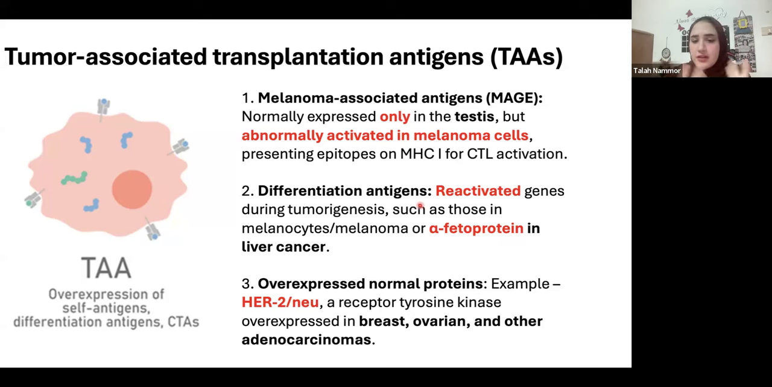What causes this alpha fetoprotein to be produced? Basically, differentiated antigens. They differentiate in a way that's different than the usual. So, reactivated genes during tumorigenesis. We have genes that are usually silenced by our body to protect ourselves. If these genes that were silenced, put down, are reactivated, they can result in the formation of tumor-associated antigens. An example of this is alpha fetoprotein.